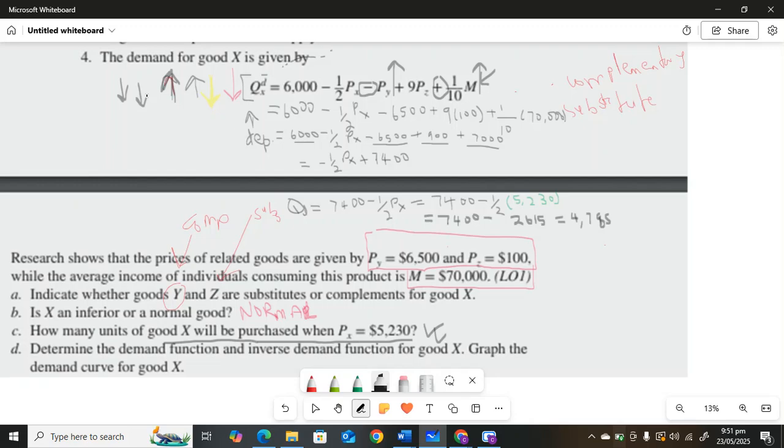Since good X and good Y are used together. Complementary goods are used together: bread and butter, tea and sugar, phone and a screen protector. So if the price of good Y goes up, people buy less of good Y, and since it's used with good X, they'll buy less of good X, and eventually quantity demanded of good X will go down. So that's why we said PY is complementary.